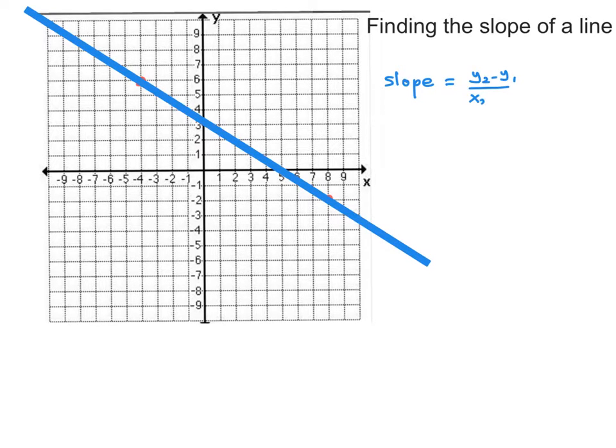So y2 minus y1 over x2 minus x1. And we've got this point up here, which we're going to call negative 4, 6, and this point down here, which we're going to call 8, negative 2. Again, this one can be x1, y1, and this one x2, y2. It doesn't matter which way around; you're going to get the same answer. So y2 minus y1 is going to be negative 2 minus 6.